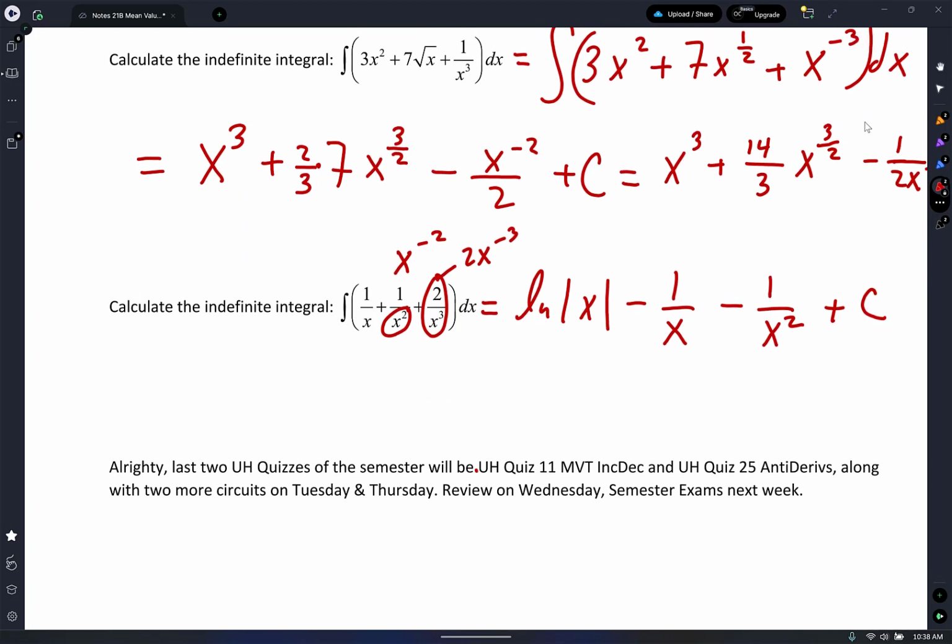So these are your last UH quizzes. UH quiz 11 and UH quiz 25. And then we have 2 more circuits, Tuesday and Thursday, and then review Wednesday, and semester exam next week. We're okay? Are we teaching the semester exam on Monday? Monday, because you guys are second period. So it's best to just get it out of the way, so it's a good thing. All right, guys. Take care.